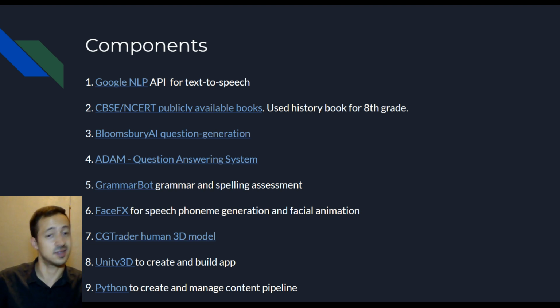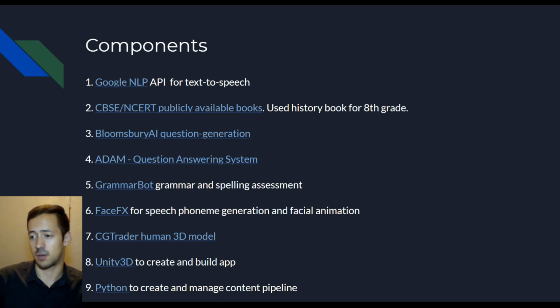Face Effects is a tool that is used for phoneme and facial animation generation for a 3D facial model. I'll show you that. The resource that was used for the 3D model came from CG Trader. Unity 3D is really the foundation of the app itself, used to build the app and incorporate all of the content, and then Python is used in many places, especially when it comes to creating and managing the content and tying all of those pieces together, especially in the offline model.